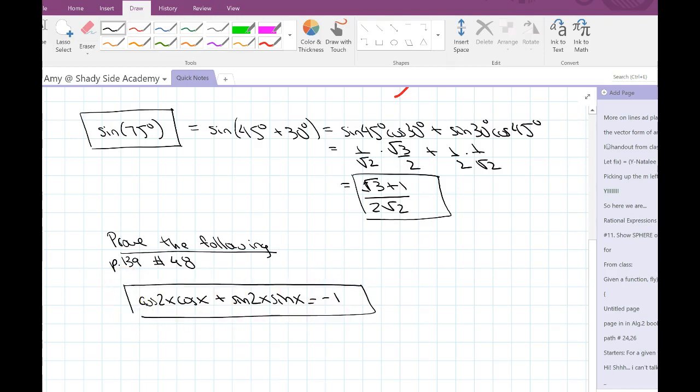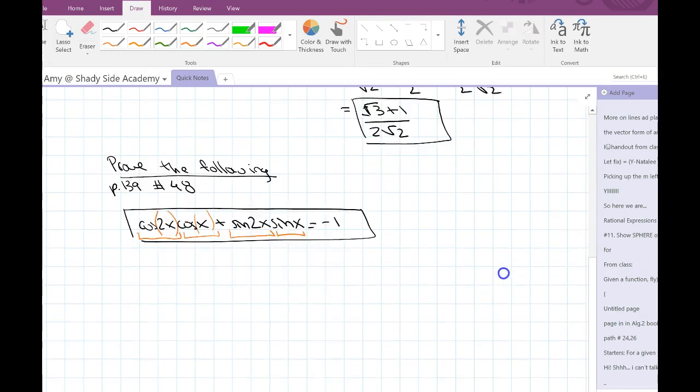Now, a couple of things. You'll notice that when you look at how this is written, cos 2x times cos x, the understanding is we're looking at the cosine of 2x times the cosine of x. It is understood that the argument of this cos is not 2x cos x. It is understood that this expression is saying cosine of 2x times cosine of x. Similarly, the sine of 2x times the sine of x. All right, let's prove it together.